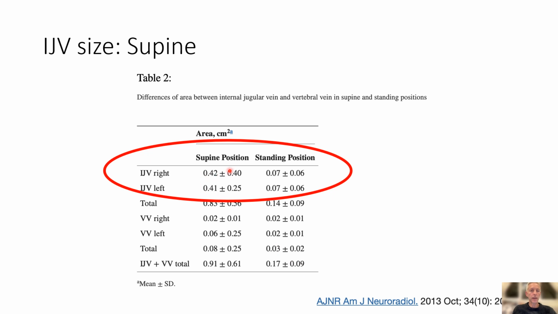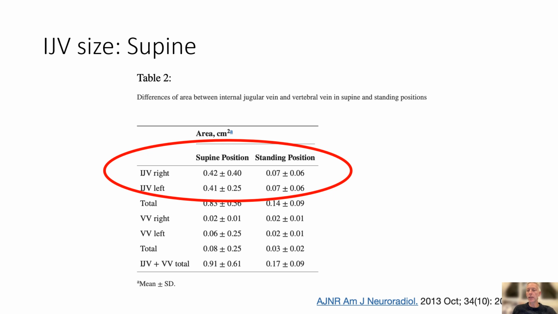This clearly shows the considerable difference between the IJ size when supine versus standing when the CVP is not elevated. We can see here in the supine position, it was around 0.42 centimeters squared. However, when standing, much smaller at 0.07 centimeters squared. These numbers help us understand what we should expect in patients with CVPs that are not elevated. It is notable that, even in individuals with normal CVPs, we should not expect the IJ to be fully collapsed when the head of the bed is not elevated.